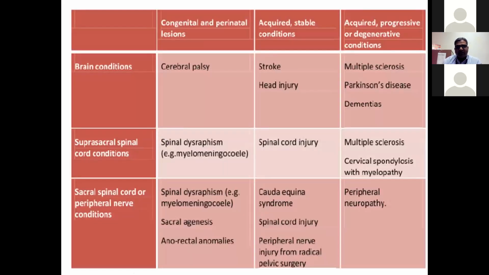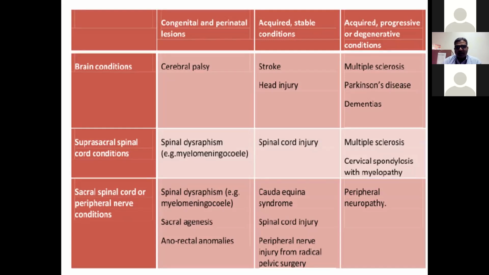These are examples of certain conditions: congenital conditions, acquired conditions, and conditions which progress over a period of time. The brain conditions which can have neuropathic bladder include, among the congenital conditions, cerebral palsy; acquired conditions include stroke and head injury; and progressive conditions might include multiple sclerosis, Parkinson's disease, and dementias. For the suprasacral spinal cord lesions, the common congenital conditions include neural tube defects such as meningomyelocele. Acquired conditions include spinal cord injuries, and progressive conditions include cervical and lumbar spondylosis and multiple sclerosis.